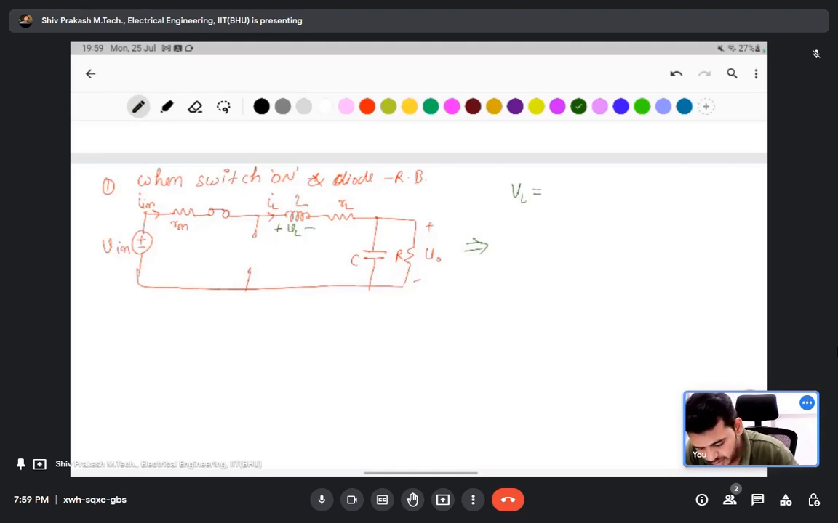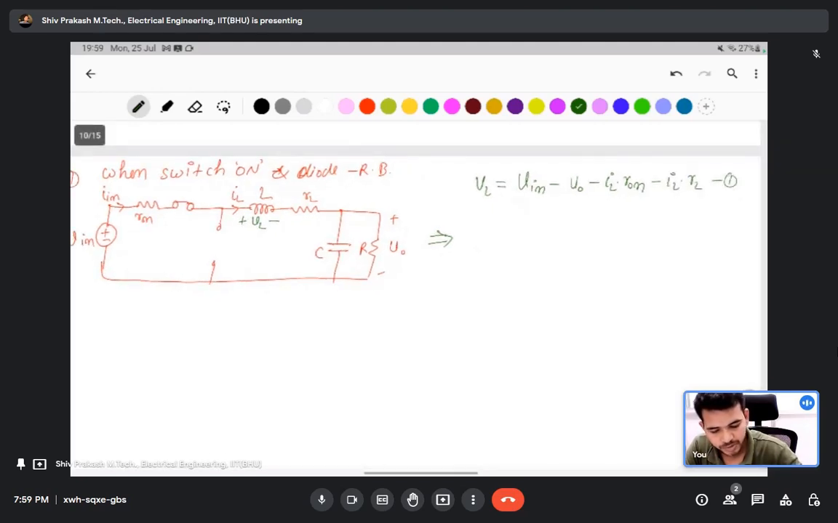In this circuit, VL is equal to, you see, V in is equal to IL in this period. V in is equal to IL in this period, then I take it as the IL, and VL is equal to V in, the input voltage, minus, applying KVL across the output, IL into R on, minus IL into RL. This is equation number one.